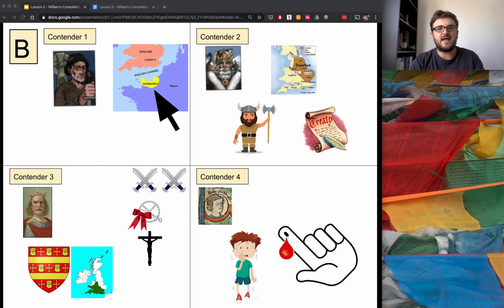Now, if you take a look at section B, I'm going to recap section B for you. During the succession crisis, there were 4 contenders to the throne. There were 4 people who thought they should be the next king of England.